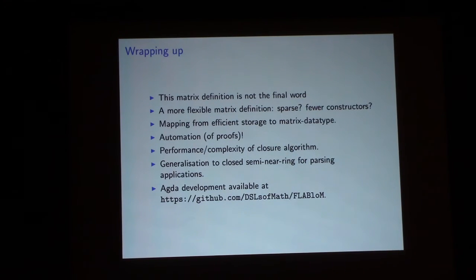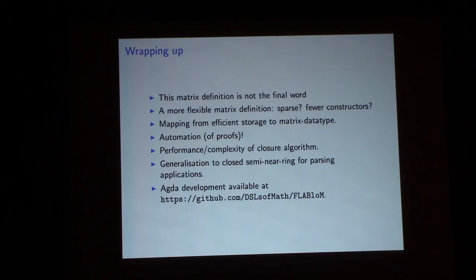Something that I would think would be very interesting is if there's a nice kind of mapping from efficient storage, like row major storage, into my block matrix structure. That would be very, very cool if there was such a thing. And I think automation would be suitable for this kind of work, since a lot of the proofs are quite tedious, but they often boil down to induction over the matrix structure.